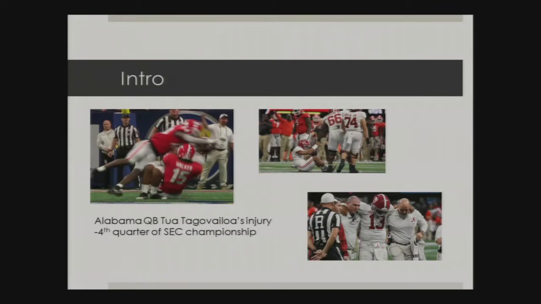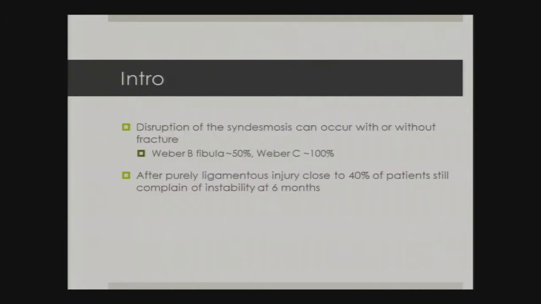Recently it's been in the media a little bit more because of Alabama starting quarterback Tua. He sustained a high ankle sprain in the fourth quarter of the SEC championship, and then came back to play in the national championship against that small South Carolina school that ended up winning the game.